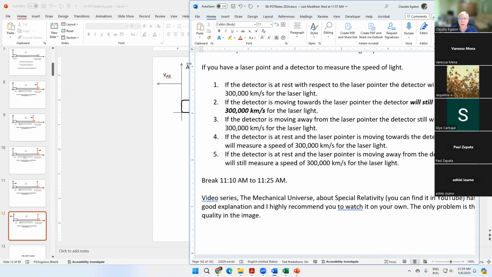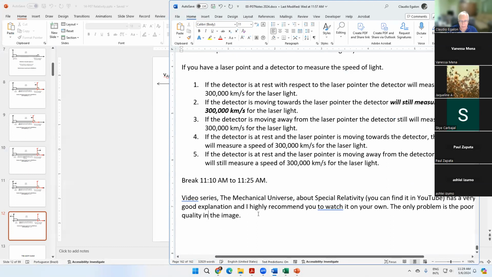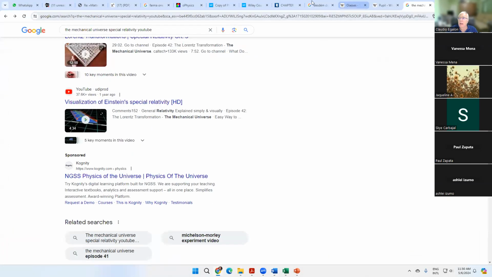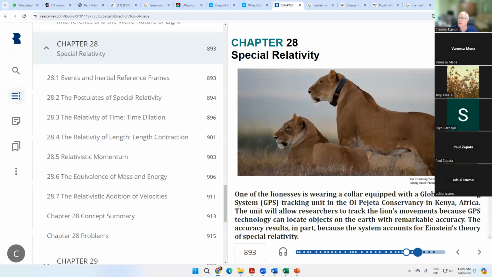And what I want to do, I want to spell out the sections of the book that we are going to cover.